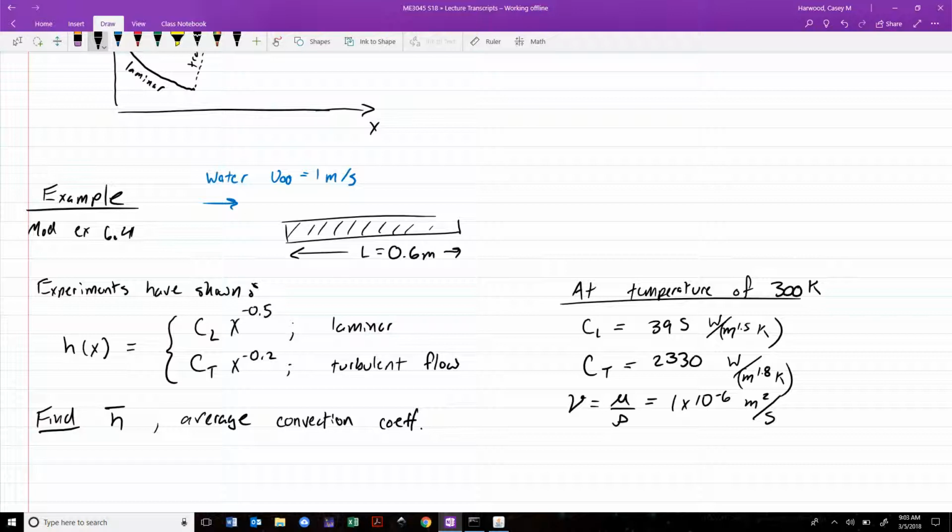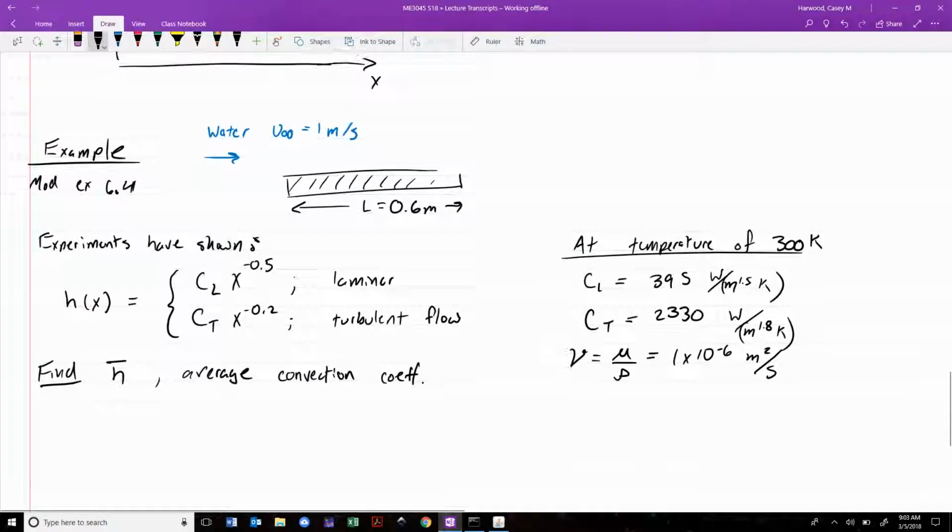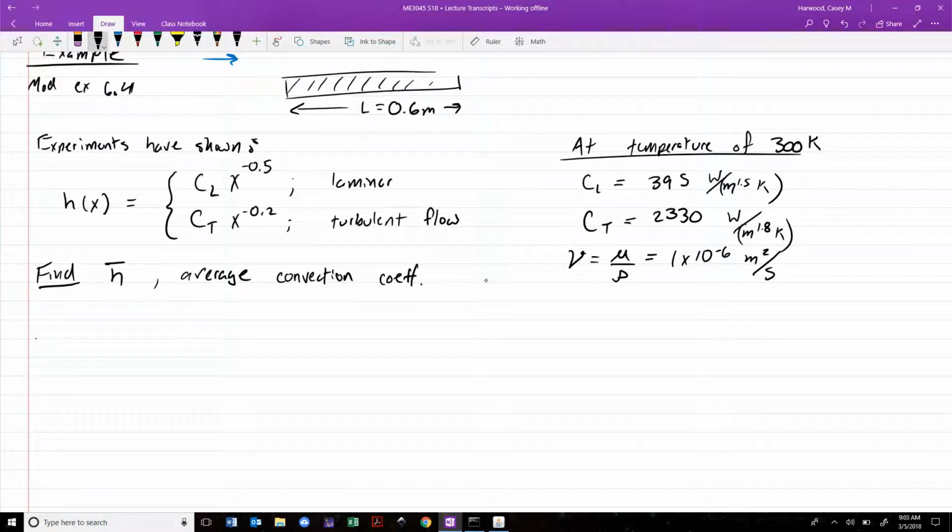So this brings up the idea of, I'm going to add it as an aside here, the critical distance and critical Reynolds number.